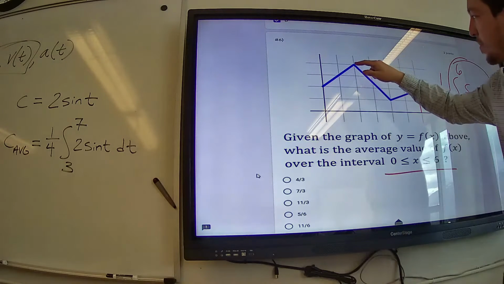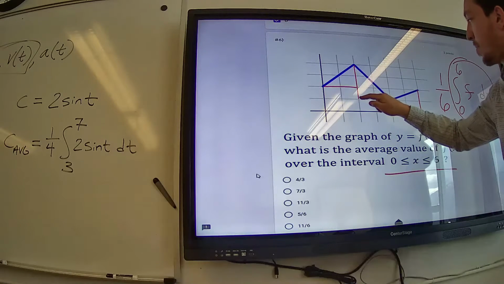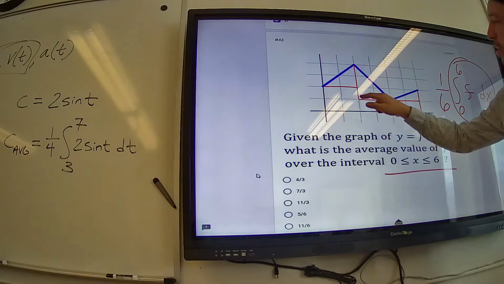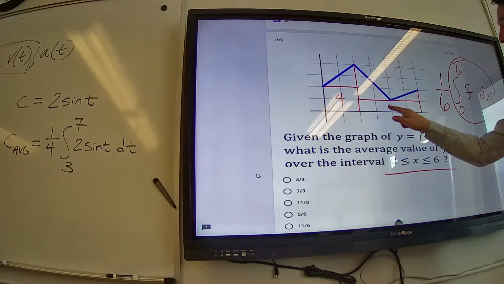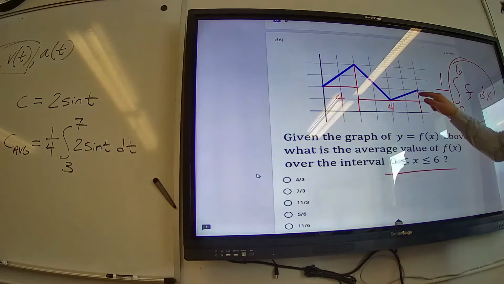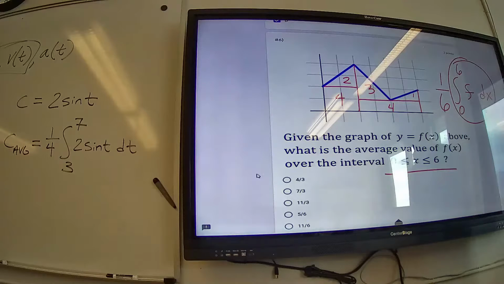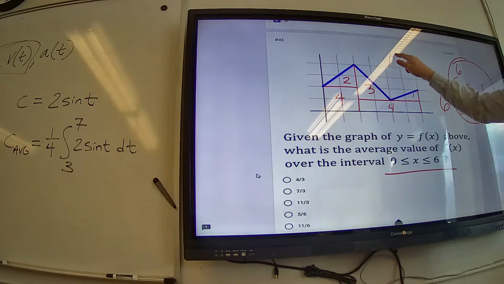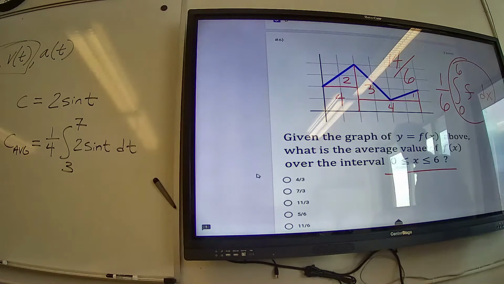So you've got to chop it up. This one is maybe not as easy as I thought. To chop this up, you probably have to do something like this. There might be another way, but I've got 4 there, 4 there, 1 in that triangle, 3 in that triangle, and 2 in that triangle. So my total area would be 9, 13, 14. So 14 divided by 6, 7/3.